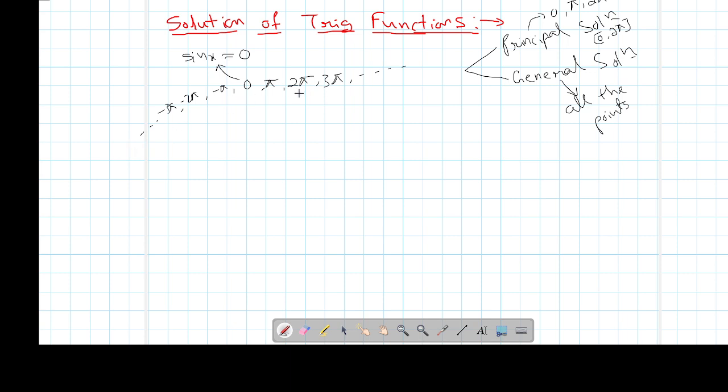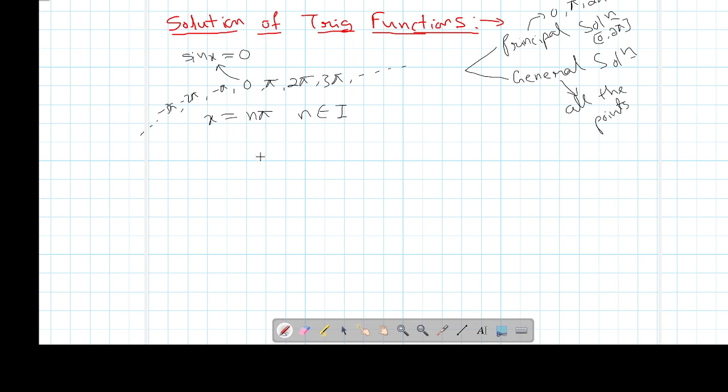These are integers, correct? So the solution x can take n pi values, n pi, where n is an integer. So if you take n equal to 0, then you will get this value. N equal to 1, you will get this one. N equal to 2, you will get 2 pi. N equal to 3, 3 pi, and so on. On the negative side, n integers, minus also comes. Minus 1, minus pi, minus 2, minus 2 pi, minus 3, minus 3 pi.